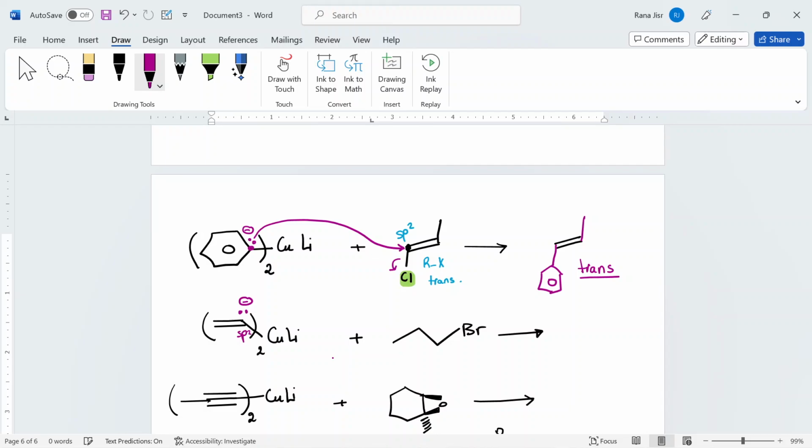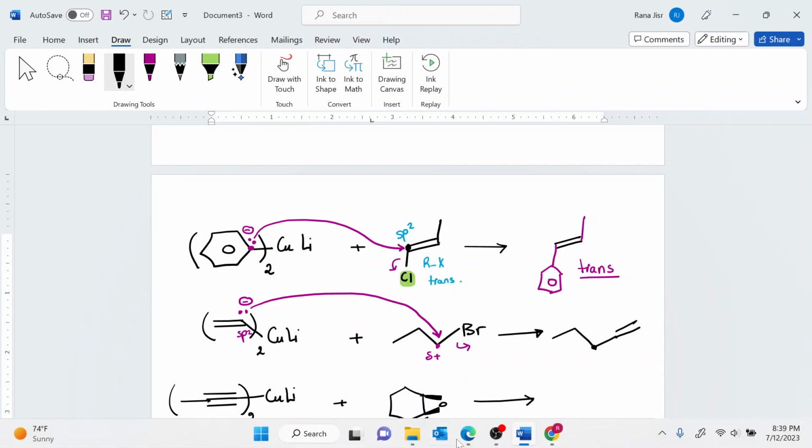This is an example over here where my R is an sp2 hybridization. So here the R of the Gilman is an sp2. It really doesn't matter. I am going to add to this partial positive carbon. Bromine is going to leave. So I am going to end up simply adding a double bond to this carbon. This is what I'm doing. Always count your carbons so that you won't miss any carbon in there.